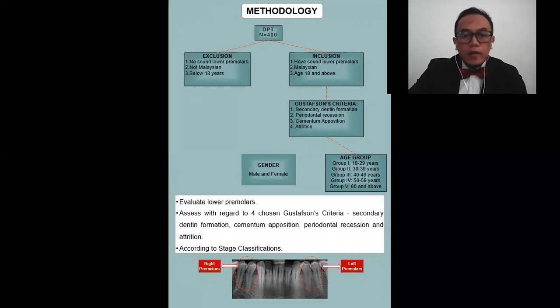Then I classify the sample based on age group, from group 1, which is 18 to 29 years old, up to group 5, 60 years old and above. And I classify based on gender. So I evaluate lower premolars, right and left, a total of 4 premolars. Then I assess them with regard to the 4 chosen Gustafson criteria that I mentioned before, and I analyze according to stage classifications.